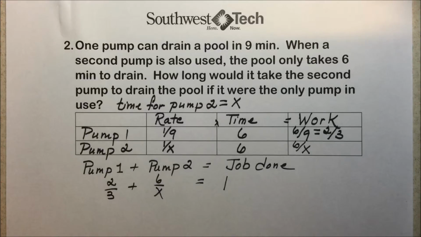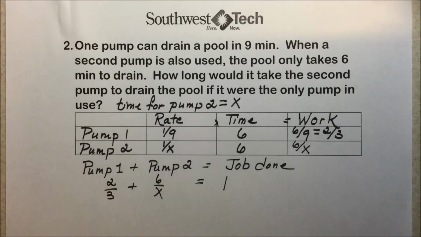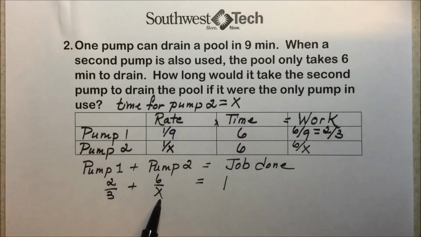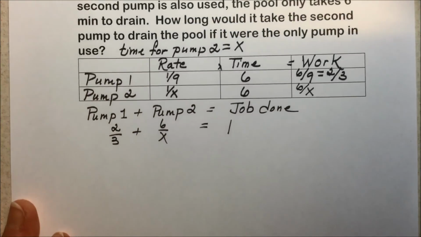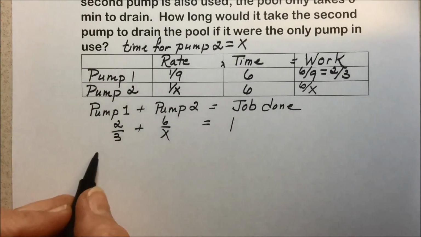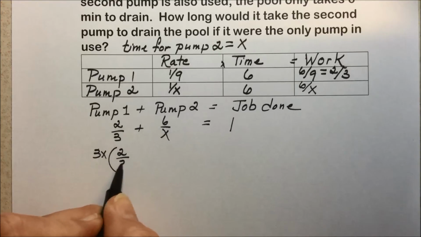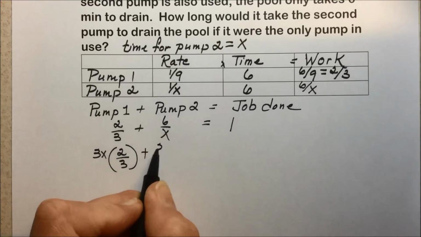In previous lessons, we have found that we can make life much easier when we have an equation with fractions or rational expressions by multiplying by the least common denominator, and we have a denominator of 3 and x, so our least common denominator has to have a 3 and an x in it. To maintain equality, we'll multiply every term by 3x.